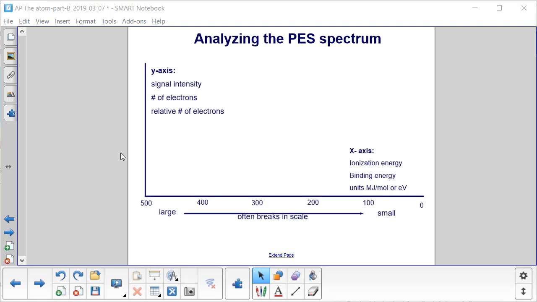All right, so here's what you might see presented to you in data. Along the y-axis, you'll have signal intensity, number of electrons, or relative number of electrons. These are all related. Along the x-axis, you have ionization energy, binding energy, in units of energy, megajoules per mole or electron volts. Those are energy units. The scale goes from a very large value, so very high energy, down to a very small energy, and often there can be big breaks in the scale that you will see in your PES data.